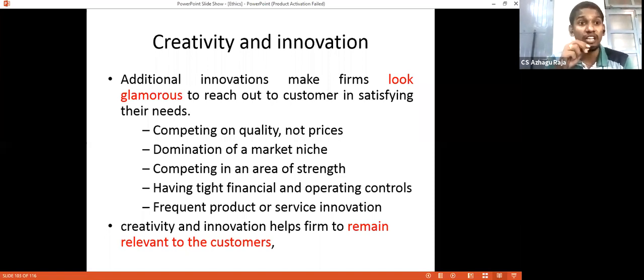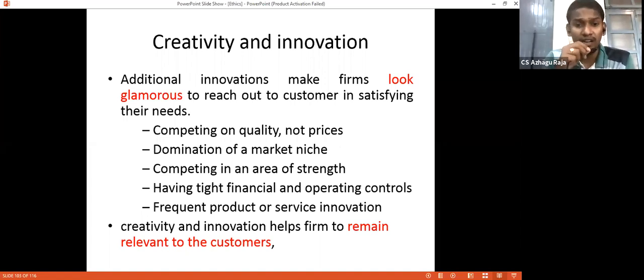Competing in an area of strength: what is comfortable for you, that you have to do, instead of whatever you want to do. So any activity that you do should be comfortable for you. So how to create comfortableness? You have to have your interest, right, which is very, very important. Many times students say, sir, I feel bored, I'm not comfortable with accounts, or I'm not comfortable with theory, because you do not have interest. You have to create an interest in why you are studying that particular chapter. If you create an interest, it will be very helpful to create comfortableness, right? So that is very, very important.